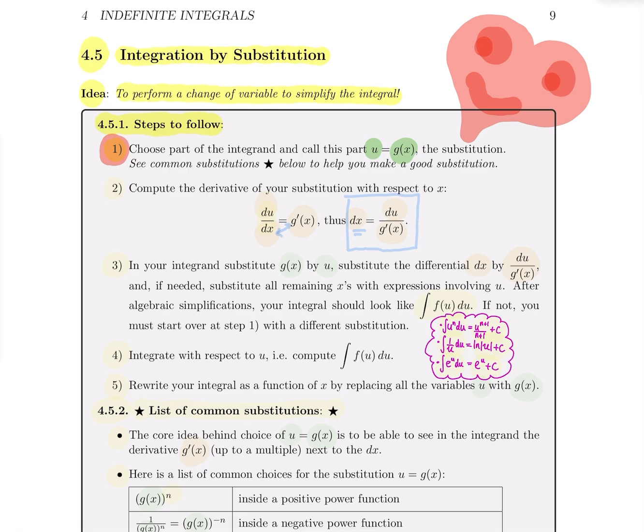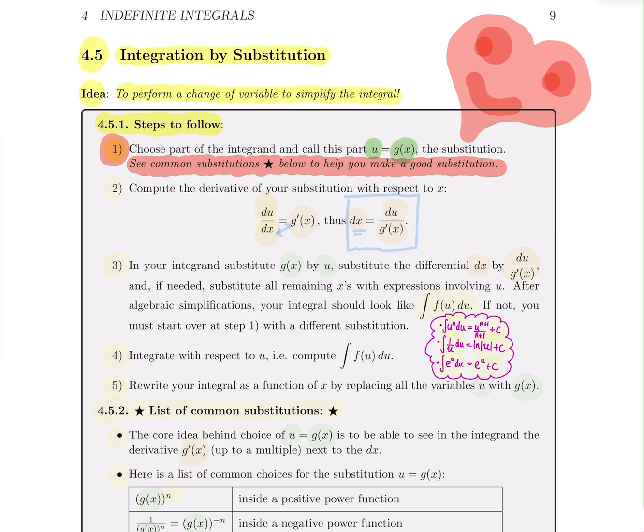And of course, what is the little chunk that you're going to choose? That's the trickier part. If you choose the wrong part, you're not going to be able to simplify it, even if the question is a u substitution question. I will make some comments on which part you should try first at the end of these little steps.